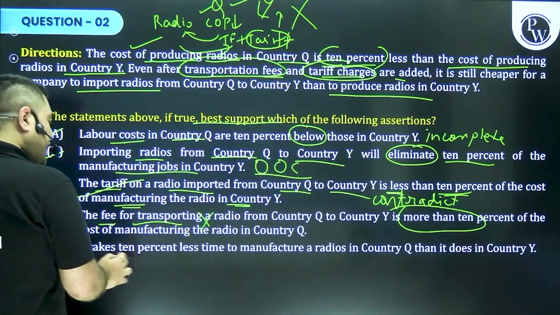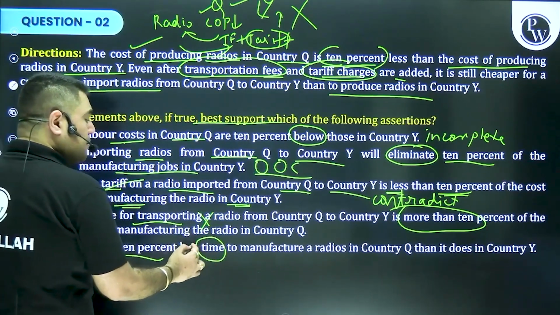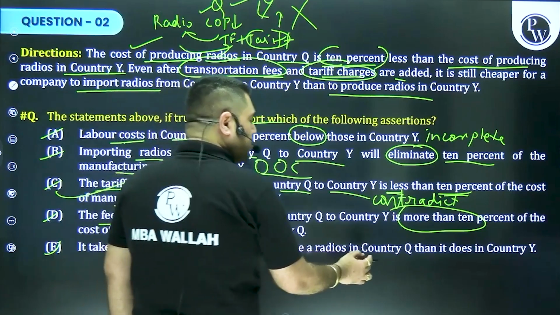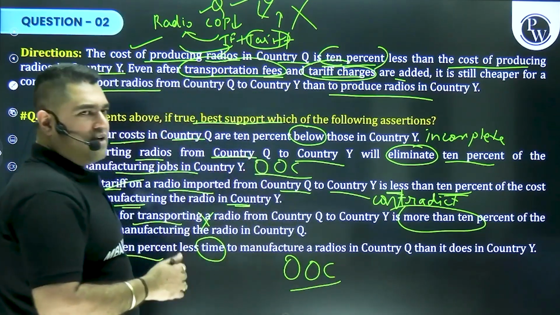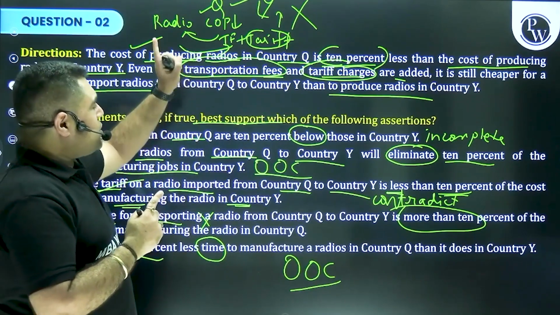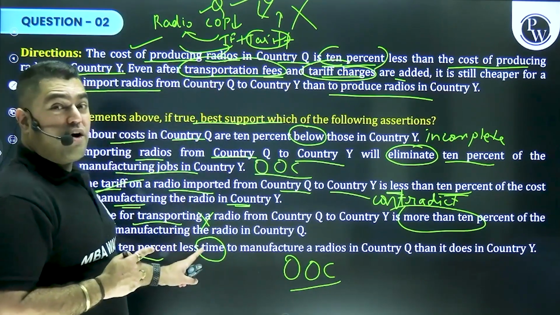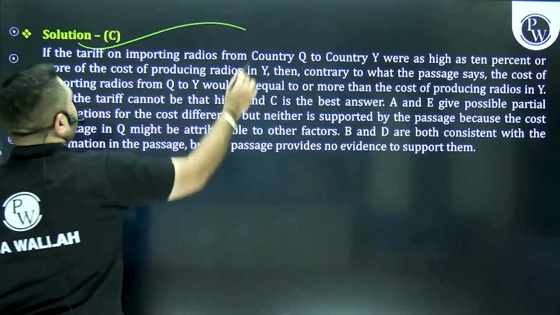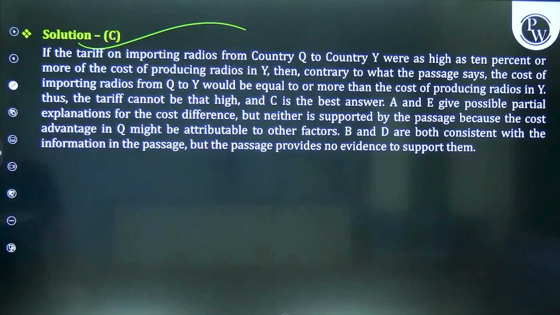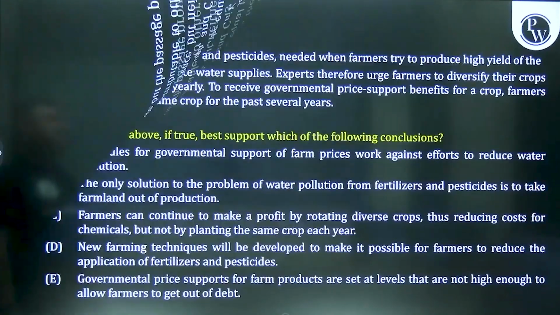It takes 10% less time to manufacture radios in country Q. Out of context, beta. We are talking of cost of production. We are talking Amit sir's equation, transportation fees and tariff. We are not talking of time. Out of context. Correct answer is answer option C. Have a look once more. Please read it. Come on people, with this, next question.